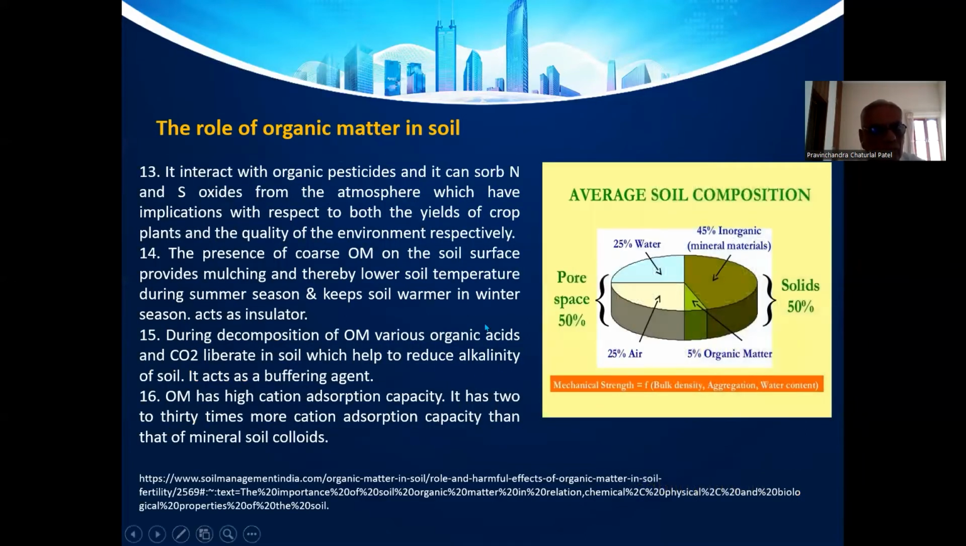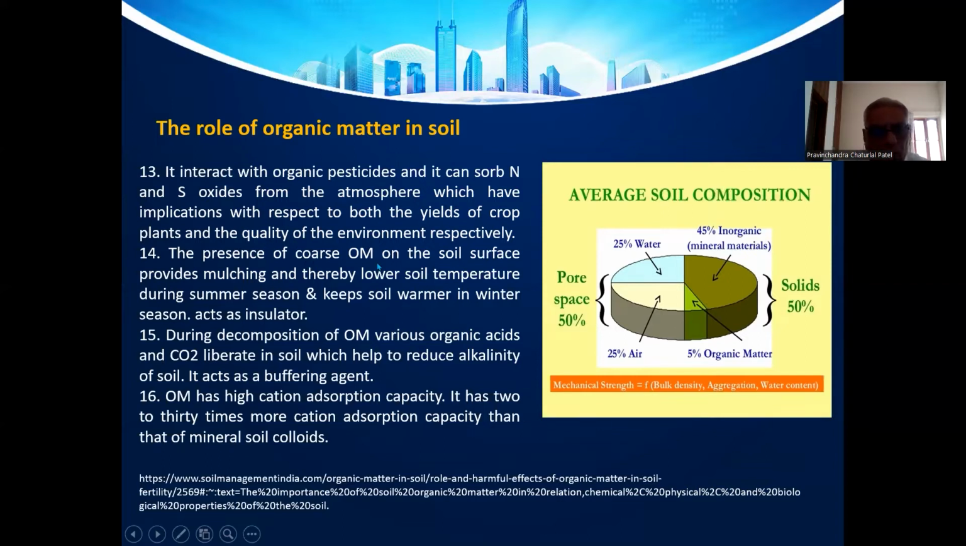The role of organic matter in soil is continued. Number 13, it interacts with organic pesticides and it can absorb nitrogen and sulfur oxides from the atmosphere, which have implications with respect to both the yield of crops and the quality of the environment respectively.